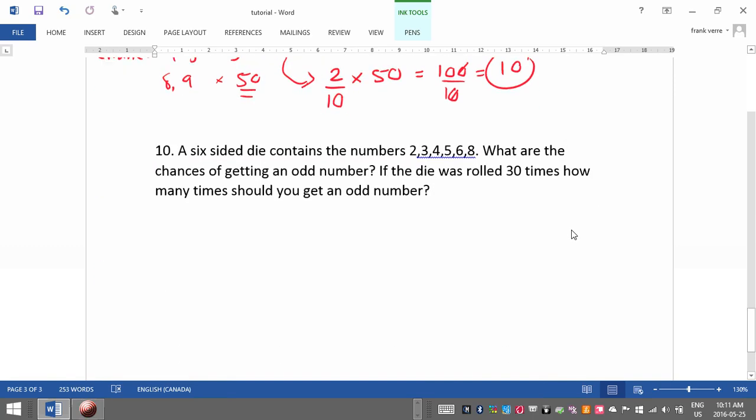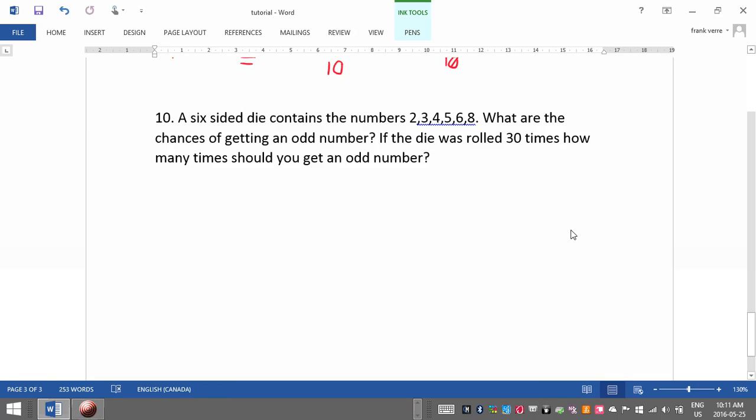Okay, last question. A 6-sided die contains the numbers 2, 3, 4, 5, 6, and 8. What are the chances of getting an odd number? And if the die was rolled 30 times, how many times should you get an odd number? Okay, so first we're going to look for what are the chances of getting an odd number. And then if we rolled it 30 times, how many times should you get an odd number? Okay, so try it out. Hit pause. And when you're ready, this is the last question. Hit resume.